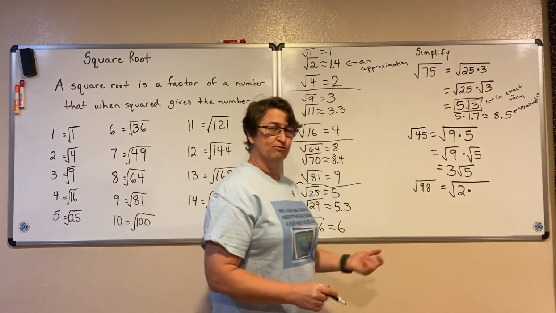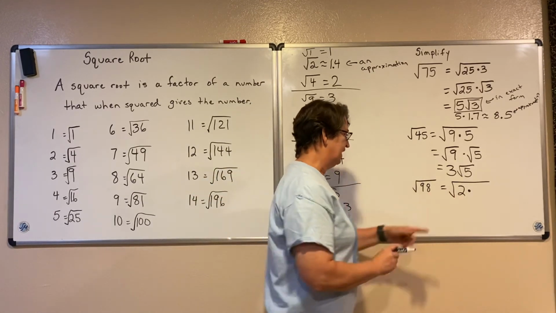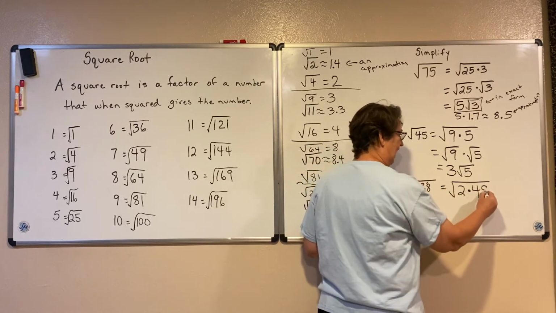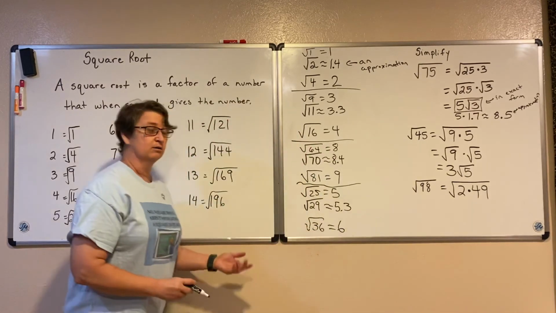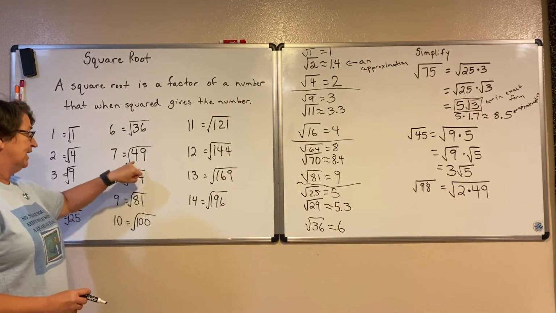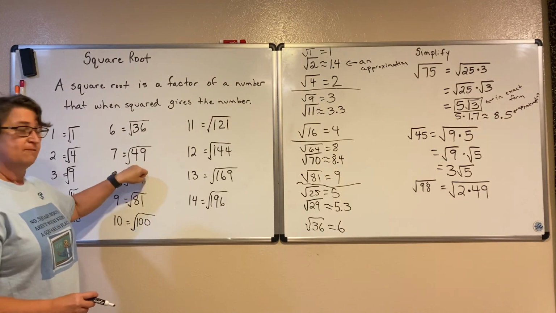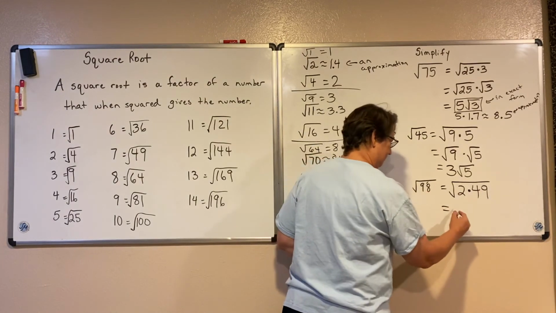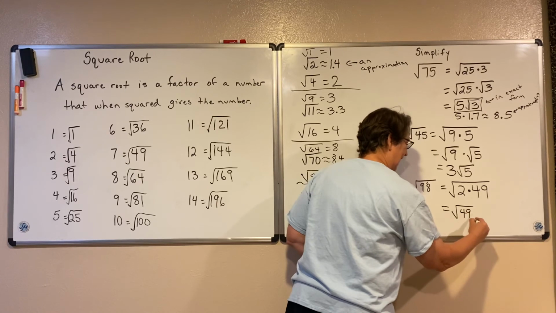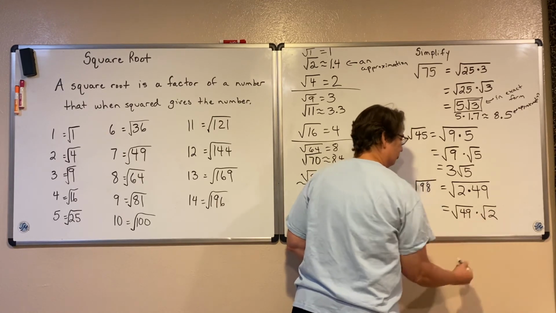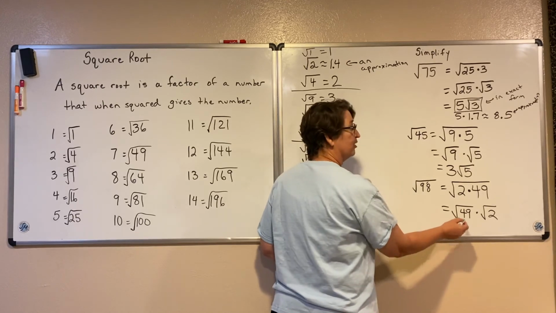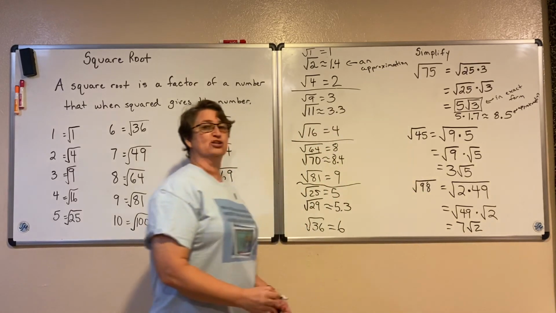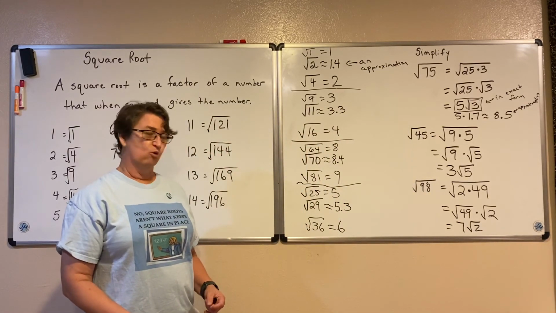2 times what would give me that 98? Well, 2 goes into 9 4 times with 1 left over. 2 goes into 18 9 times. Oh, I recognize that 49. It's one of my perfect squares. So I could rewrite this. 2 times 49 is equal to 98. I could rewrite that as the square root of 49 times the square root of 2. The square root of 49 is a nice pretty number, but the square root of 2 is an irrational one that I'm going to leave in that exact form.